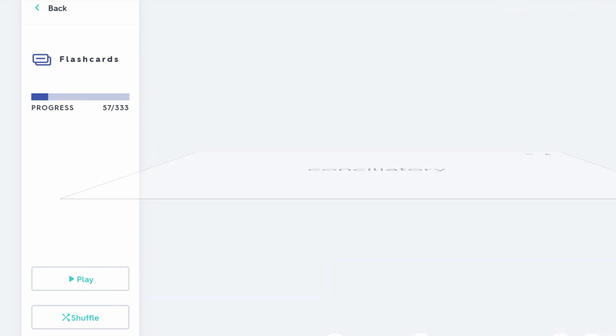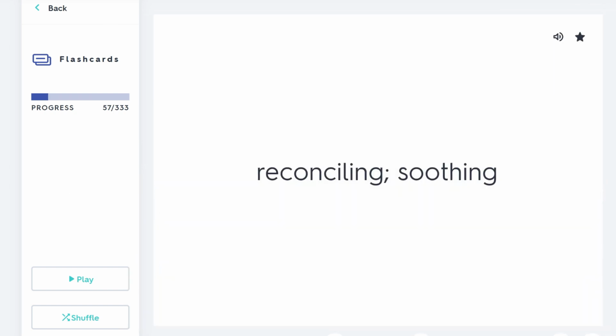Conciliatory. Reconciling, soothing. Him giving her flowers was a conciliatory act. He wanted forgiveness after the argument. To reconcile, to soothe. Conciliatory. It was a conciliatory gesture.